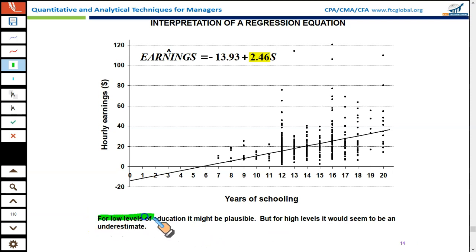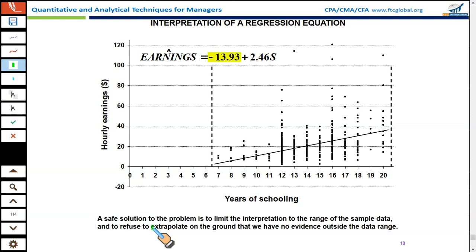So for low levels of education it might be plausible, but for high levels it would seem to be an underestimation: just a few dollars per hour when you move 1 year of education in a university. That doesn't make much sense. So we have issues both with the intercept as well as with the gradient. A safe solution to the problem is to limit the interpretation to the range of sample data, just some specific range, and we refuse to extrapolate.